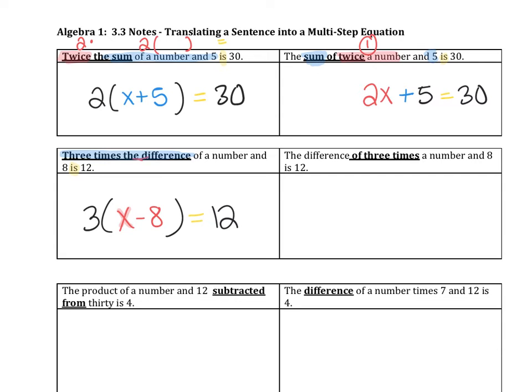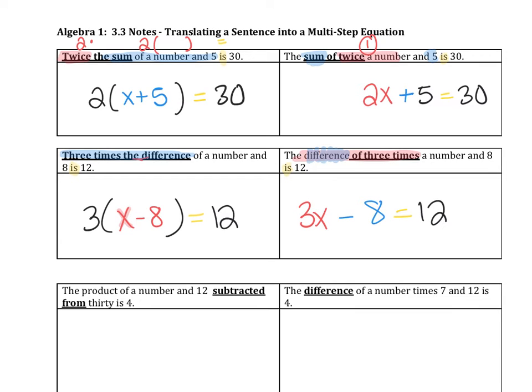In the next one, notice that we start with the difference of 3 times. So the times did not start here, but we're still going to write that one first. So 3 times a number is 3x. That's how I'd write 3 times a number. And then difference is subtracting. So I know that afterwards I'm going to subtract 8, the other number that they wanted there. And then they still use the word is means equals, and 12.